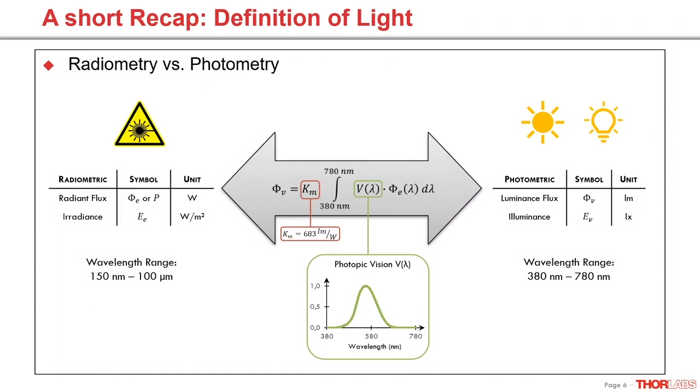With photometry, shown on the right side, the measured amount of radiation corresponds to the human visual behavior. The radiometry equivalent measurements are luminous flux in lumen and the illuminance in lux. Also, a unit that is in use for the illuminance is the foot candle.